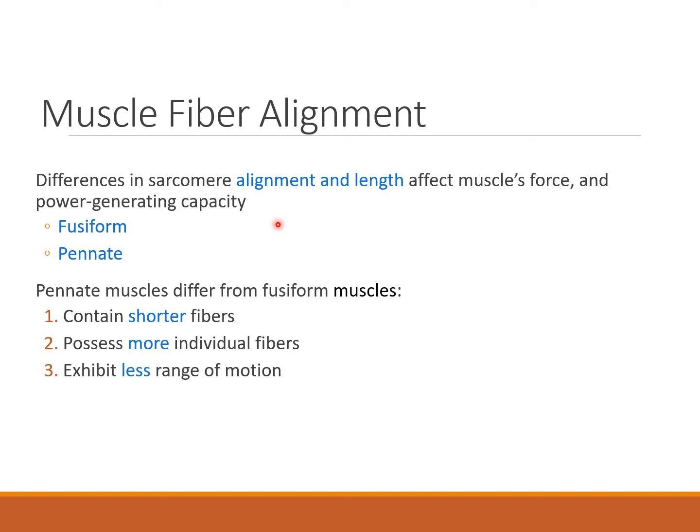So there's two different types of muscle fibers. There's the fusiform muscle fibers, and there's pinnate muscle fibers. So pinnate muscle fibers differ from fusiform muscle fibers because pinnate muscle fibers contain shorter fibers, they possess more individual fibers, and they exhibit less range of motion.